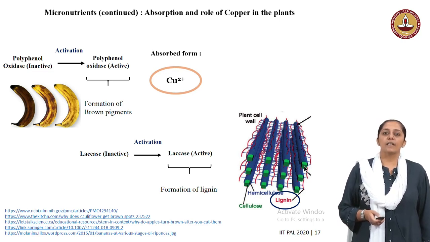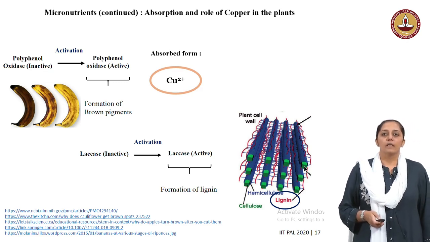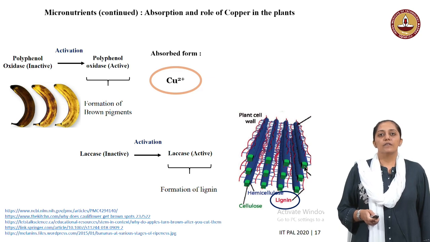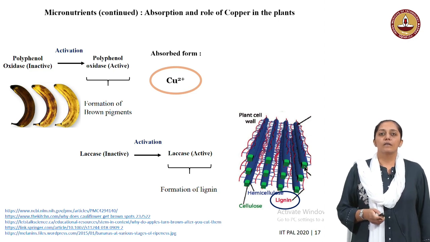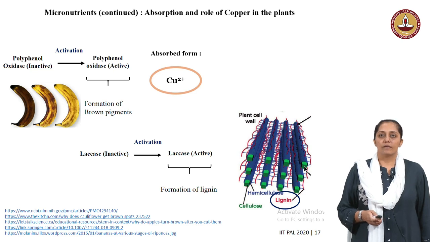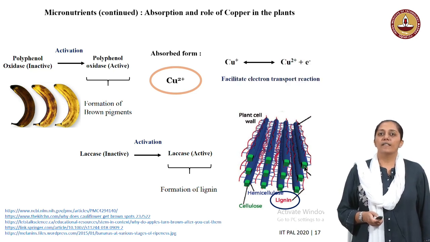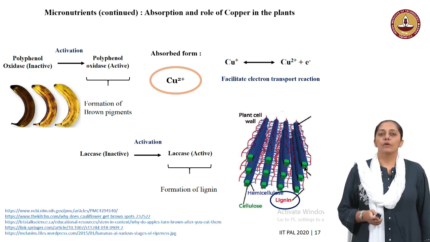Now, laccase enzyme is involved in the formation of lignin, where lignin is the structural component of plant cell wall, especially the secondary cell wall, which is responsible for its strength. Copper also facilitates the electron transport reactions by converting it into cuprous and cupric form.